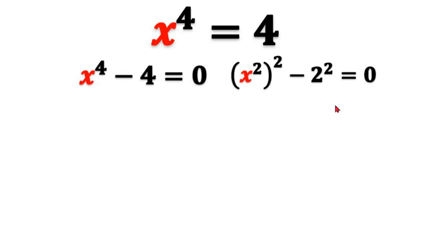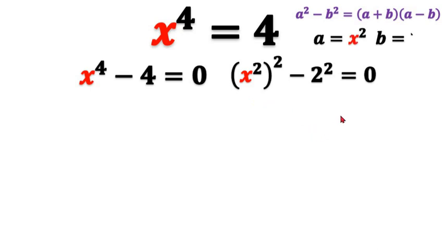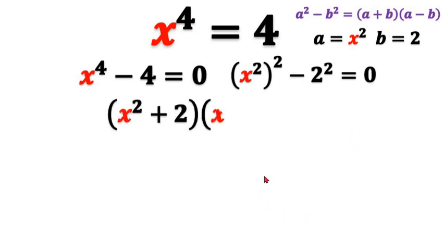So now we can recall an exponent property, that if we had a squared minus b squared, that would be equal to a plus b times a minus b. And so in this case, our a value is x squared, and our b value is equal to 2. So let's rewrite that accordingly. So we would have x squared plus 2 times x squared minus 2 is equal to 0.